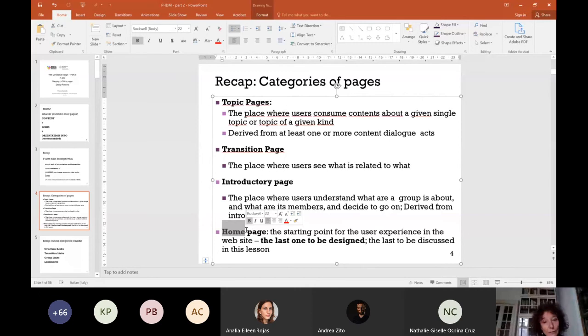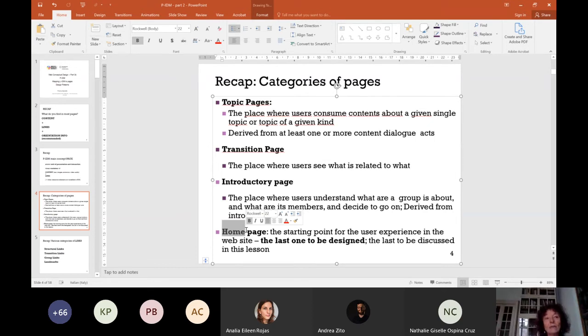So it's the starting point for the user, and in our approach, it is the last one to be designed and created. And in fact, it's the last to be discussed in this lesson, because the idea is that we design and create a website from its building blocks. The home page is the mother of all pages, which allows you to start your experience with a website, and it should encapsulate and reflect the main characteristics of your website.